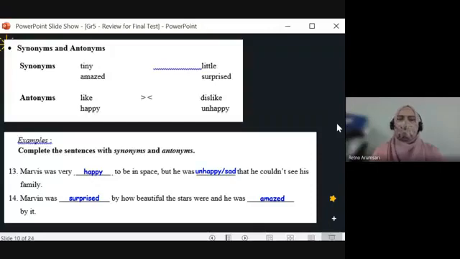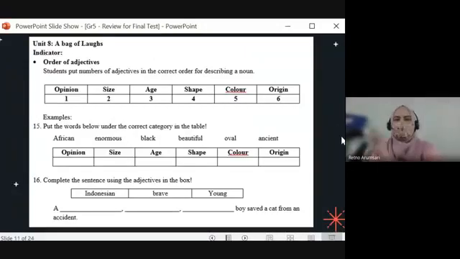Okay, now the next unit is about OSASCOMP, the order of adjectives, right? They are opinion, size, age, shape, color, and origin. If it's so hard for you to remember, just remember OSASCOMP. If you have so many adjectives to describe one thing, you have to remember it. Just like this, we have African, enormous, black, beautiful, oval, and ancient. Now, let's put these adjectives into the correct category.